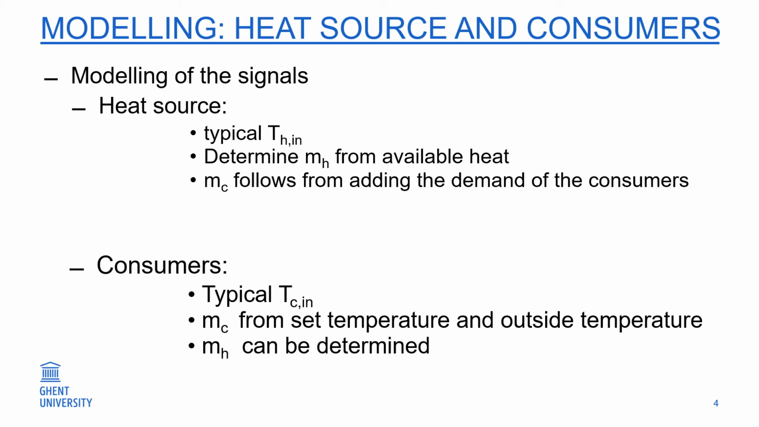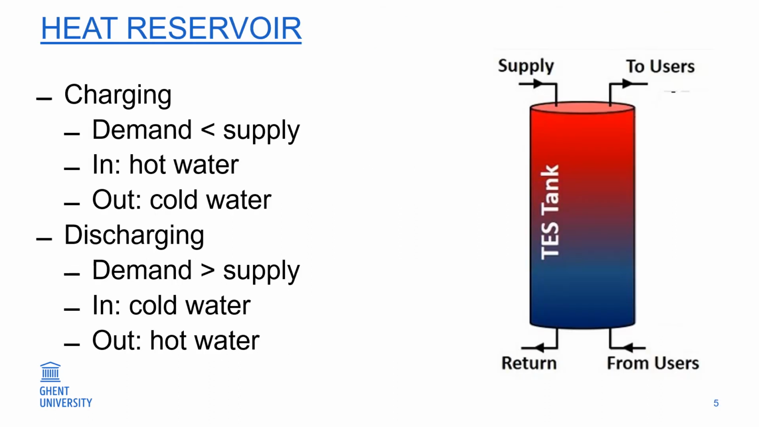And the mass flow rate at the cold side in the heat source is then the sum of all the demanded mass flow rates by the consumers. The heat reservoir in the model is used to store energy. In the case that the demand is lower than the supply, then the heat reservoir or tank will charge, and in that case, hot water will flow into the tank and cold water will flow out of it. In the other case, when the demand is higher than the supply, then the tank will discharge and cold water will flow into it and hot water out of it.